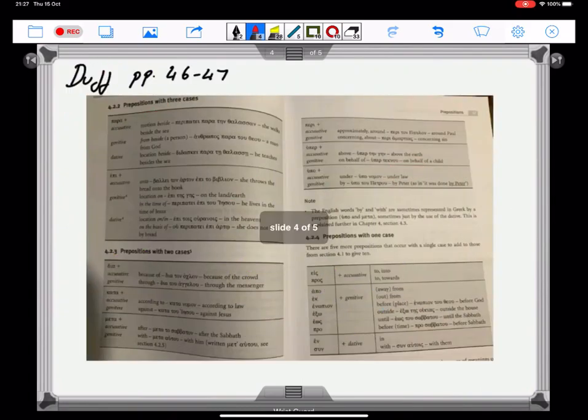So if you look carefully at Duff pages 46 to 47, you get a whole chart of these. Dia is there under prepositions that take two cases. Similarly, para, plus the accusative, genitive, or dative. Epi can also take the accusative, genitive, or dative, and it's going to be about location: onto in the accusative for motion, being located on something in the genitive, and the dative, on.